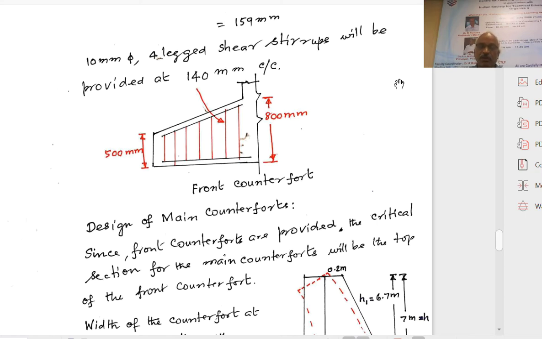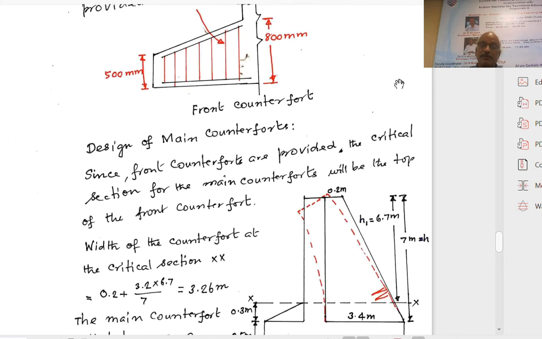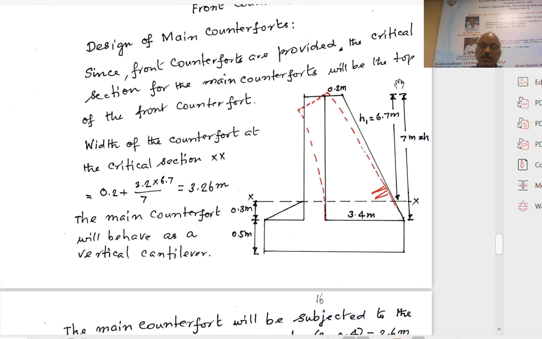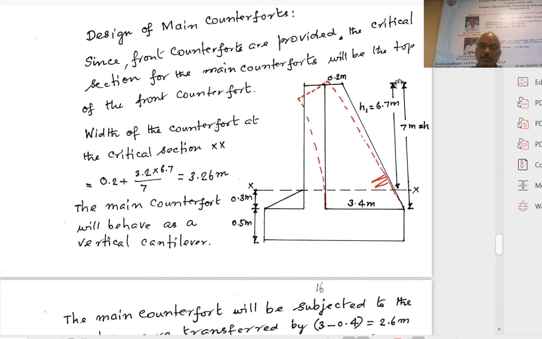Again here, for holding the shear stirrups, at the top you have to provide some hanger bars. That is not designed. We have to provide them for holding the vertical stirrups. So that is about the design of the front counterfort. Next is the design of the main counterfort.